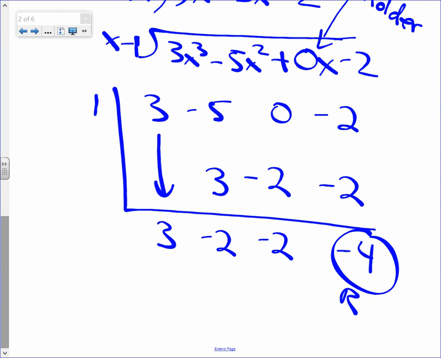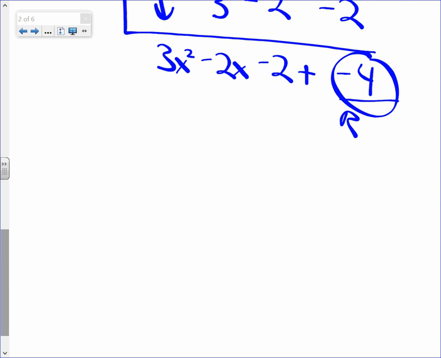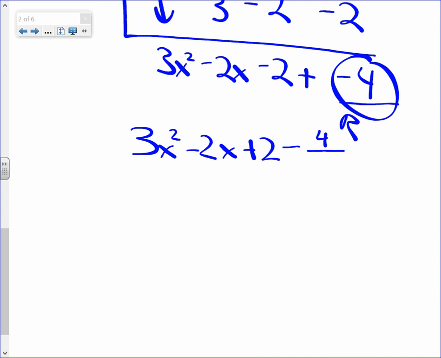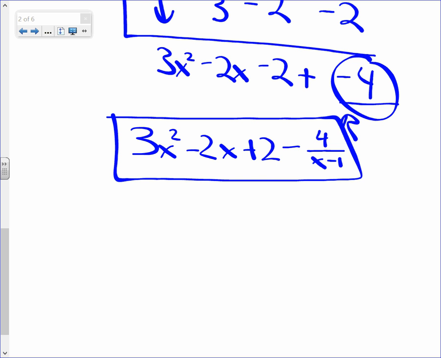The highest exponent of the dividend was 3. That means there's going to be a 3x squared here from my final quotient. And then I'm going to go descending downward now. 3x squared minus 2x minus 2 plus -4 over the divisor. Let me write it more professionally because it's looking kind of sloppy. Our final quotient is 3x squared minus 2x minus 2, minus 4 over the divisor, x minus 1. There it is. That's your final answer.